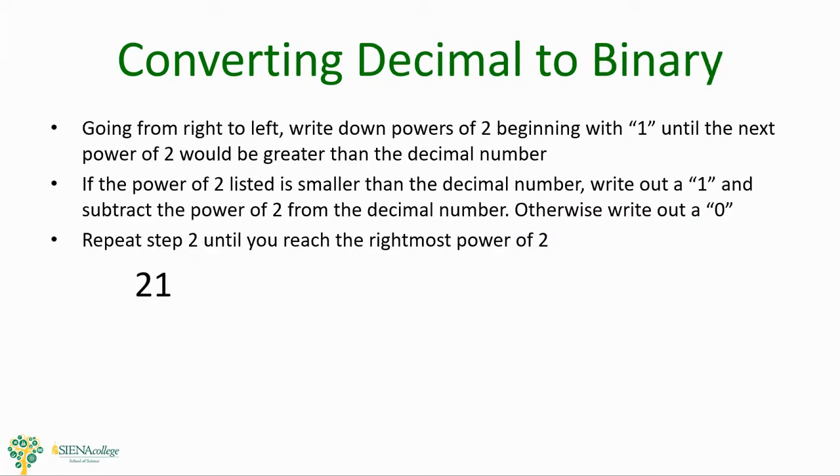Converting from decimal to binary, we're going to write out the powers of 2 until we get to the largest power of 2 that does not exceed the number. So if we're looking at the number 21, we have our 1, which is not bigger than 21. We have 2, not bigger than 21. 4, not bigger than 21. 8, not bigger than 21. 16, not bigger than 21. But 32, doubling 16, would be, so we don't write it down.